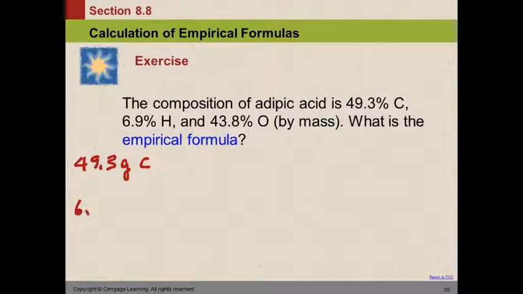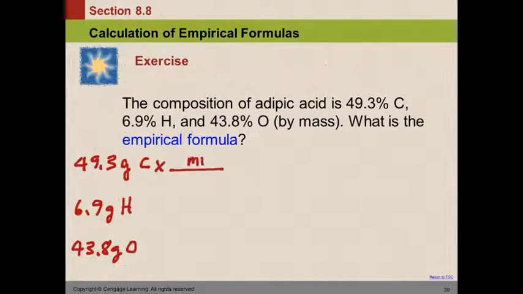And so we just chose something that was easy. So then we have 6.9 grams of hydrogen and 43.8 grams of oxygen. We're going to convert these to moles.